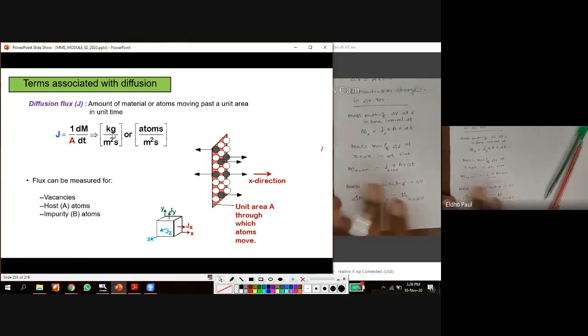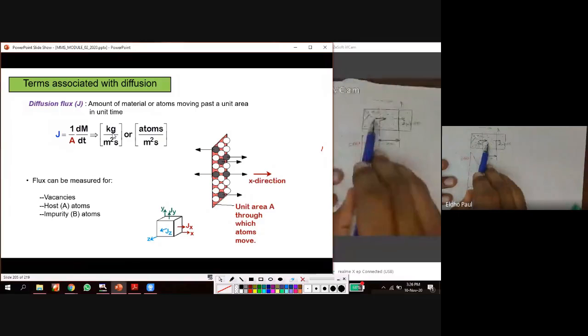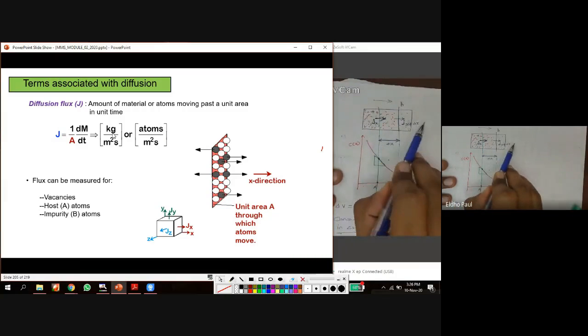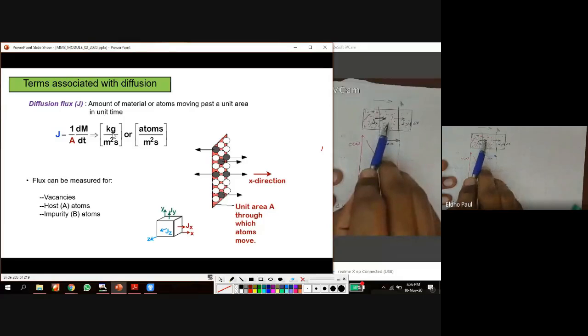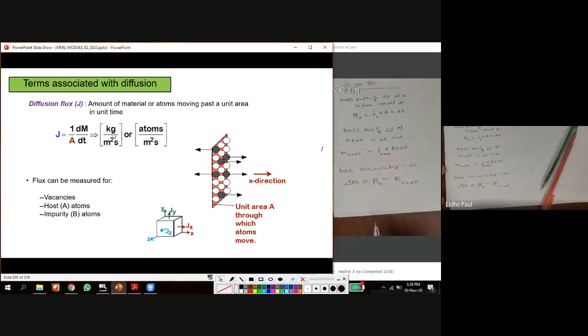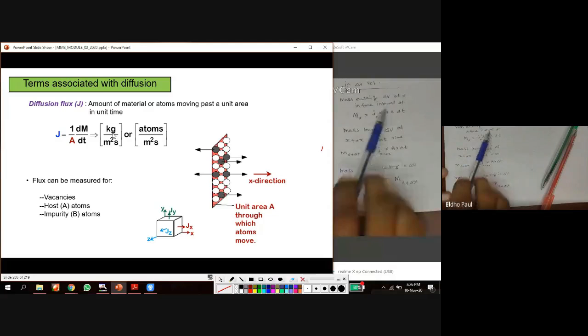Okay, so that is the amount of Mx, the mass entering this volume. Mx plus delta x is the mass leaving the volume. So the mass accumulating in this volume is equal to Mx minus Mx plus delta x. Okay, so we can substitute this value.